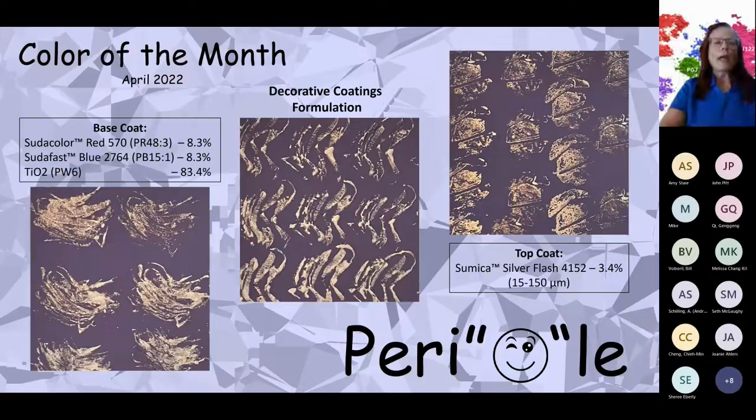And then this month, we moved over to decorative coatings, where we've moved the mica to the surface again with a larger particle size silver mica in that decorative application that we did in the top coat to show a little bit of pop, but a little bit of unique aesthetics to the decorative coating.